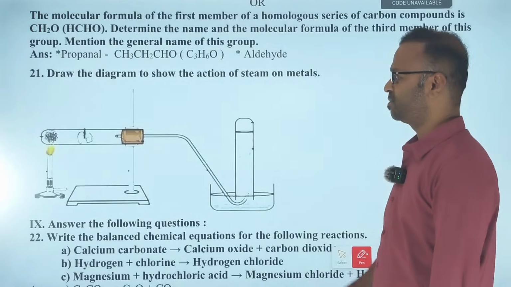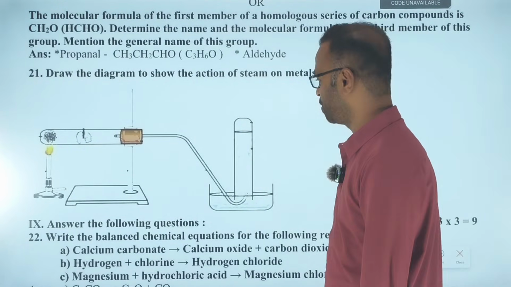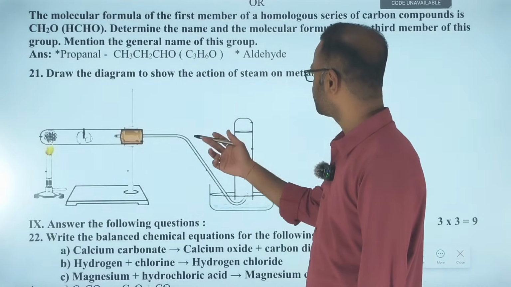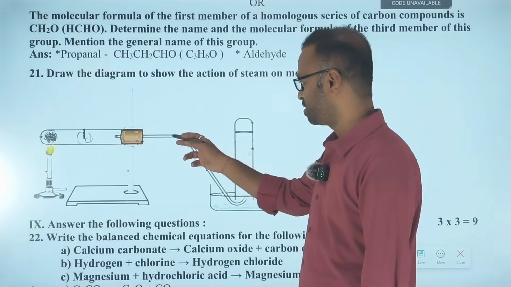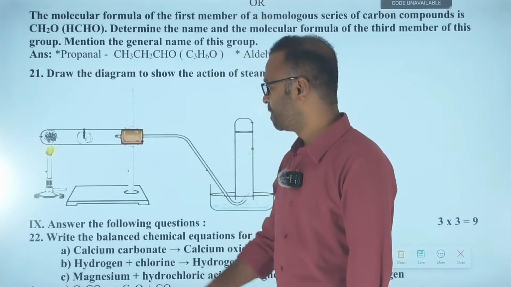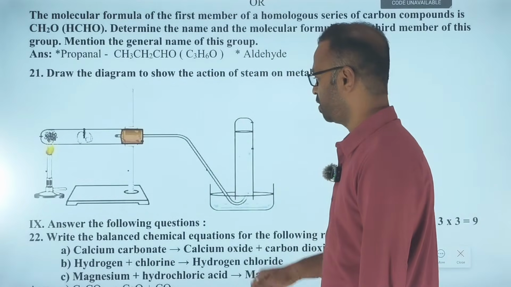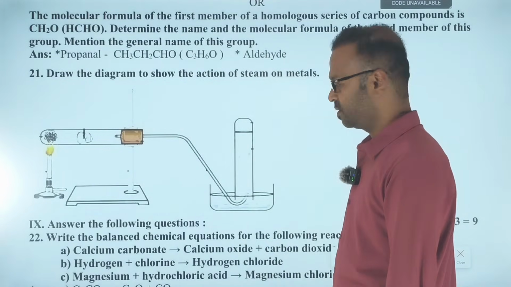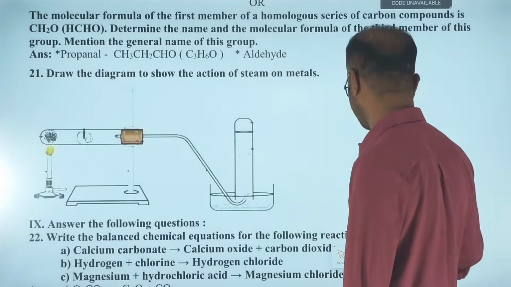The diagram they ask is to show the action of steam on the metal, and they ask you to label a few parts. They are not given here. This is a delivery tube. Here we have taken the glass hole. Here there is a metal, and this is the inverted test tube, and the water is there. So please do practice this diagram.